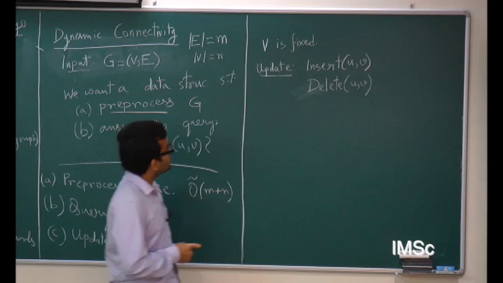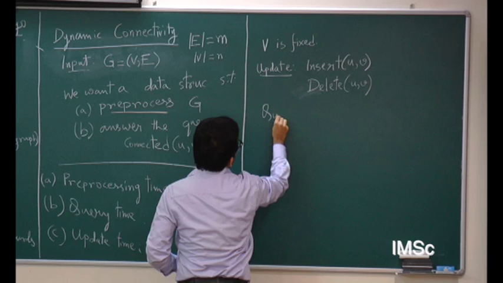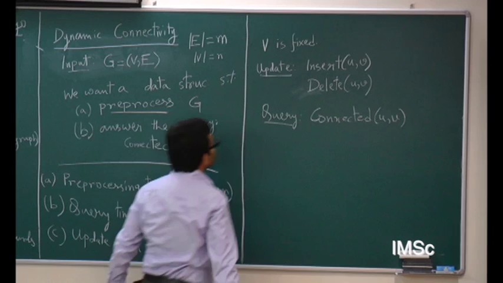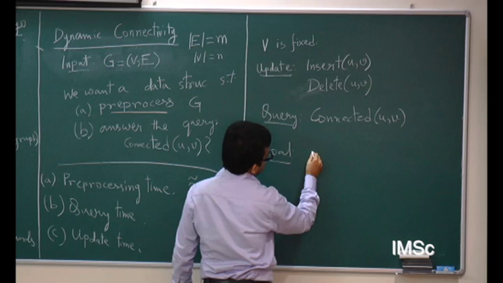So these are the updates, and the query is this. Are u and v connected? And for the time being, our goal is order of one update and query times.